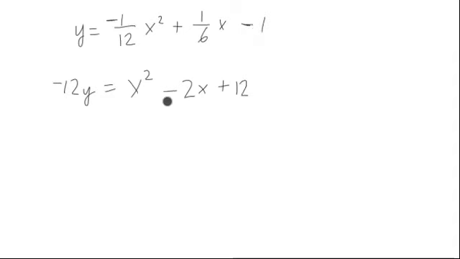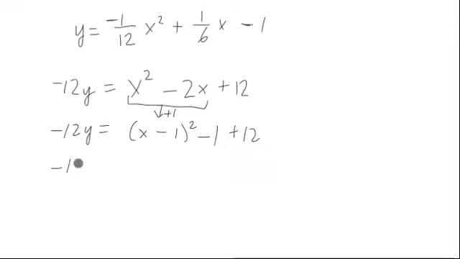Okay, now we need to complete the square on this part. This part right here is replaceable with x minus 1 squared, just taking 1/2 of -2, but we've added -1 squared, so the trade-off is subtract 1, plus 12, is equal to -12y, so we're almost there, is equal to x minus 1 quantity squared plus 11. So this is standard focus form. This is equal to 4p, take 1/4 of it, p is equal to -3.